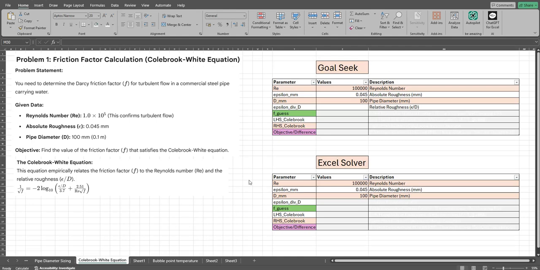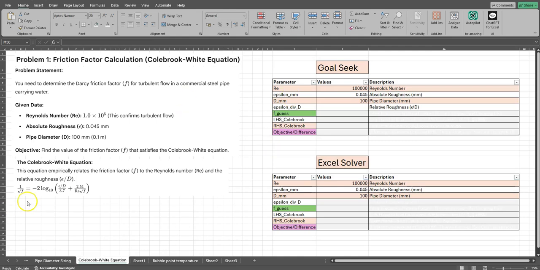The Colebrook-White equation is given below. This equation empirically relates the friction factor to the Reynolds number and the relative roughness. So 1 by square root of F is equal to minus 2 log base 10 inside bracket epsilon by D by 3.7 plus 2.51 by Re into square root of F. From this equation you have to find out the friction factor F. I'll solve this problem using Excel Solver as well as Goal Seek.